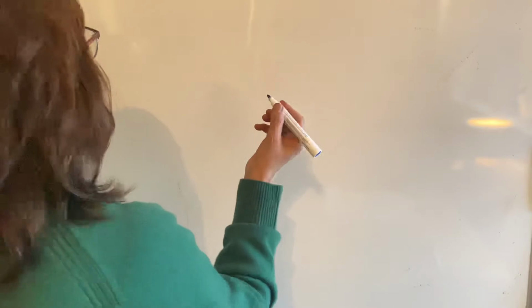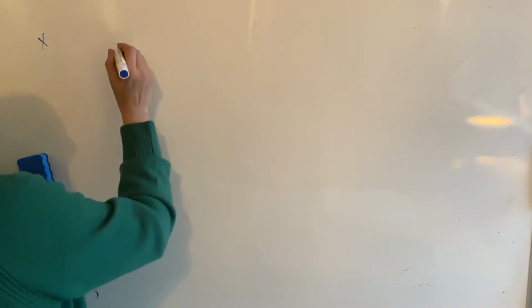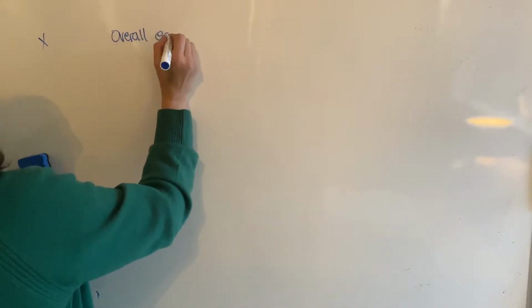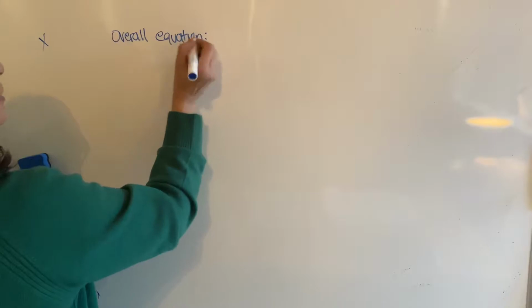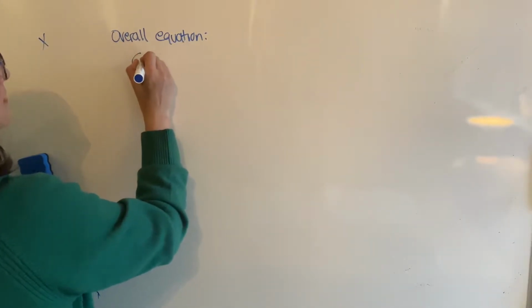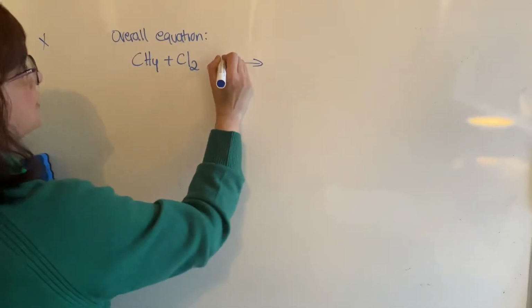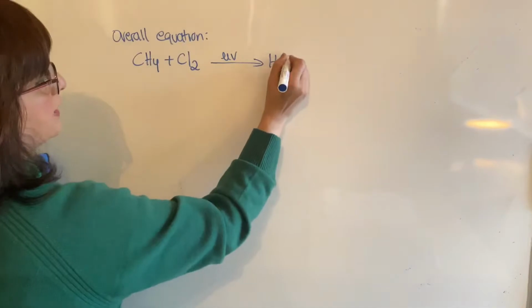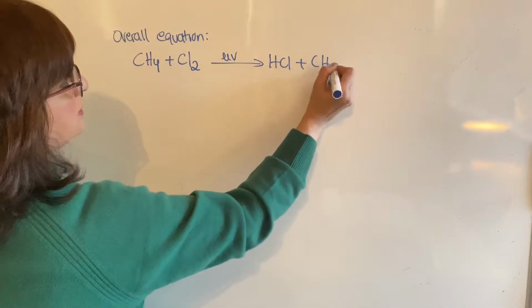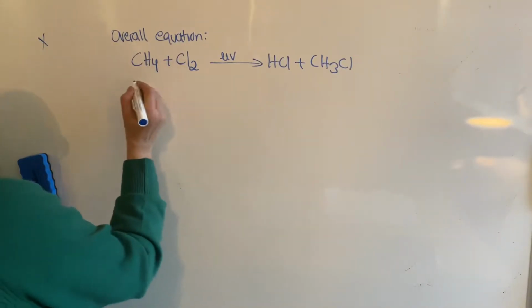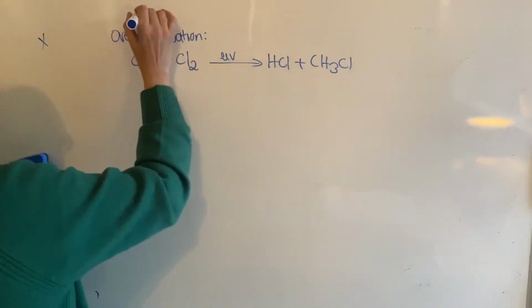Right, today we're going to talk about the free radical substitution of alkane to form haloalkane. We're going to have one example, and I'm going to write the overall equation. I'm going to use methane as an example, plus chlorine with UV radiation. You end up with HCl plus CH3Cl, which is chloromethane. So that's your overall reaction for this free radical substitution reaction.